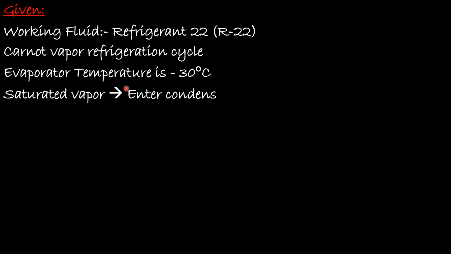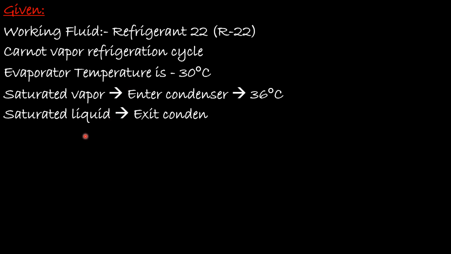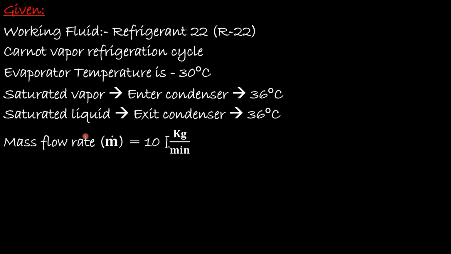Here we have a saturated vapor that will enter the condenser at a temperature of 36 degrees Celsius, and the refrigerant will exit the condenser as a saturated liquid at a temperature of 36 degrees Celsius. And the mass flow rate, which is mass per unit time, is 10 kg per minute.